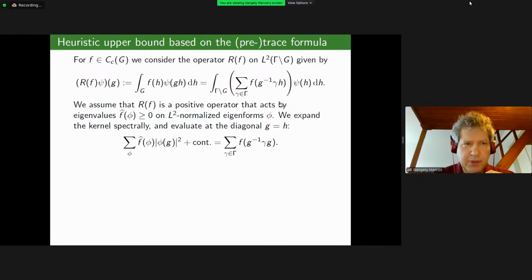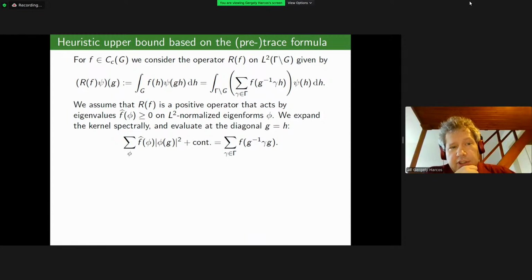Okay, so what is this baseline bound business about? So let me here generate a very heuristic upper bound based on the pre-trace formula and its integrated version, which is the trace formula. So just very quick, let f be a compactly supported test function on the group G. And then this function gives rise to an operator. So originally the group G acts on the right on the L2 space G mod gamma, but this action of the group extends to an action of the convolution algebra, that is C_c(G), and this action is given as written in the formula.